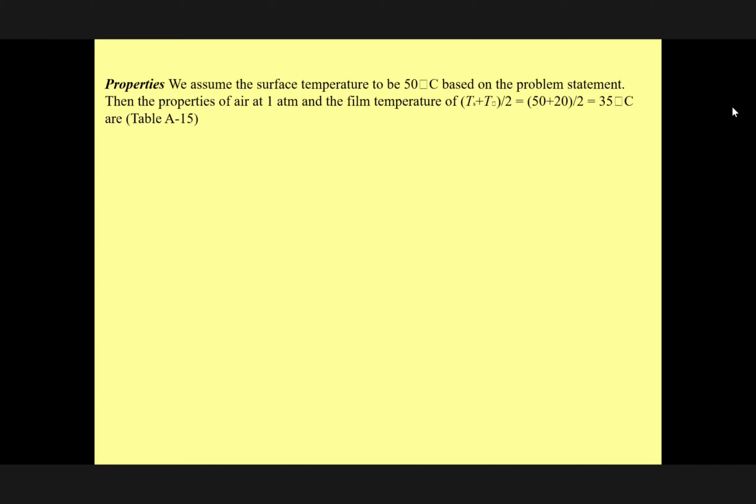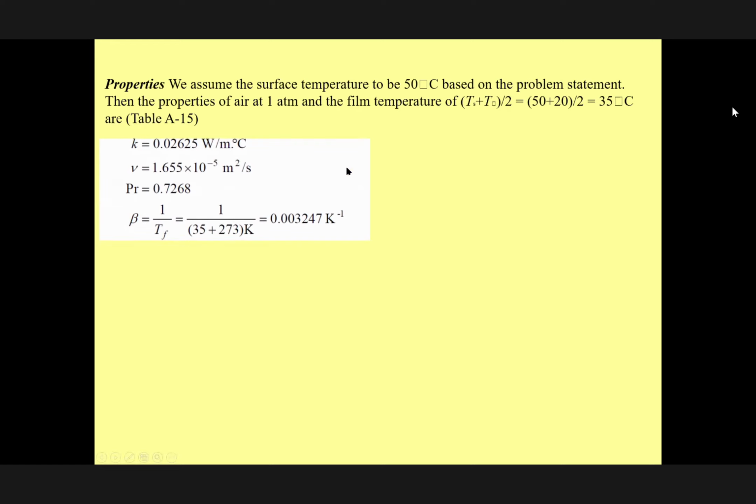Okay, let's assume now, you go to the end of the textbook, table A15, and over there, what information did you need? This is natural convection, therefore we need information about the conductivity, kinematic viscosity, Prandtl number, and so on. Therefore, you go there and look at the table, and these are the numbers you get at 35 degrees. And since you're dealing with air, the beta expansion coefficient is 1 over TF.